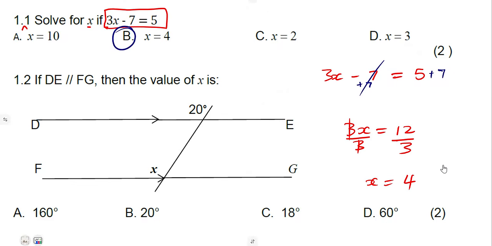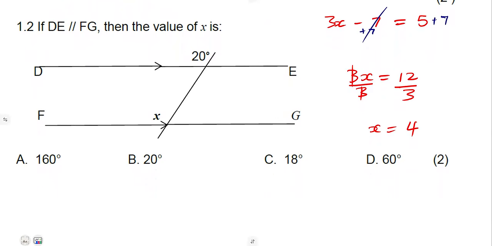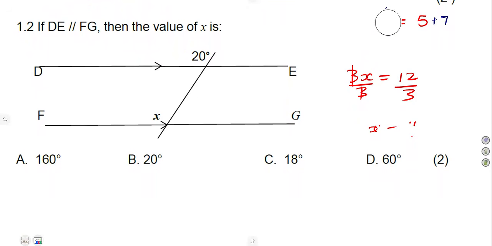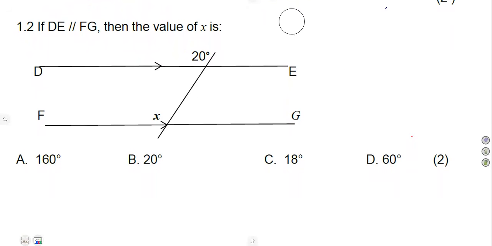All right, let's move on to 1.2, where we are given two lines that are parallel, which are line DE and line FG. They are parallel. Then what is the value of x if these two lines are parallel as given? Okay, let us see.